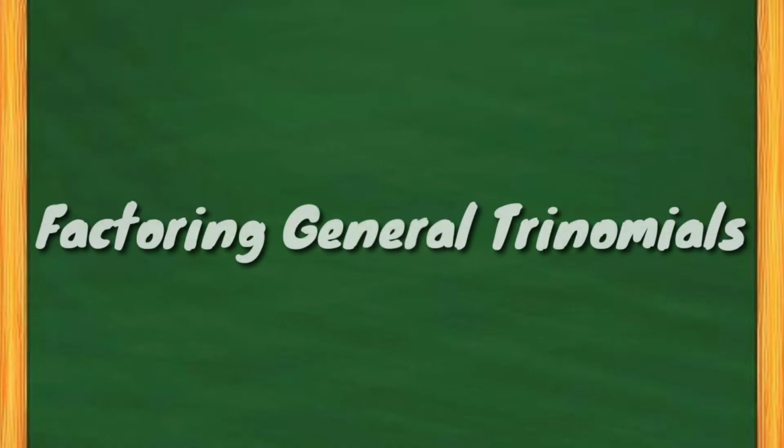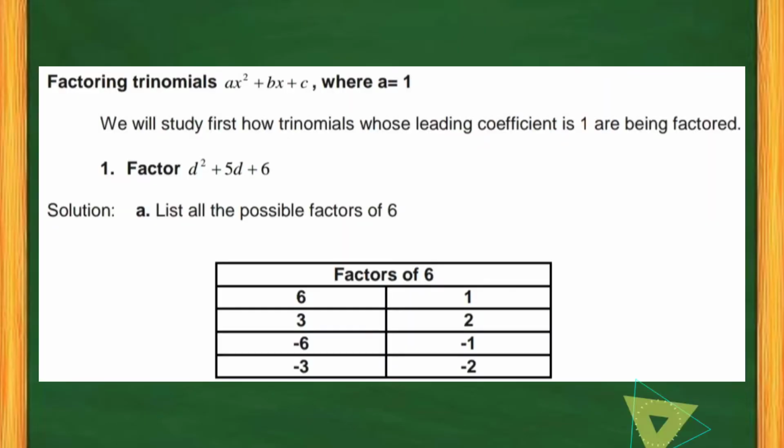Let us proceed to the second topic, factoring general trinomials. So, kung hindi perfect square trinomial yan, paano kaya natin siya ifa-factor? So, here is a simple way. Una, i-check muna natin kung yung numerical coefficient ng first term natin ay 1. So, in this example, yung d squared ay may kasamang 1 na coefficient pero hindi na dyan nakalagay. So, that is d squared plus 5d plus 6.